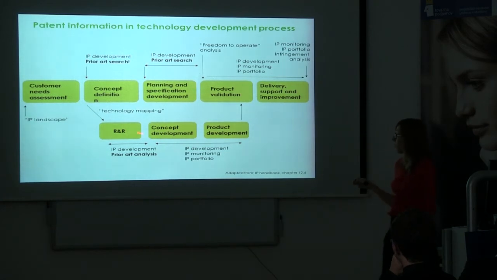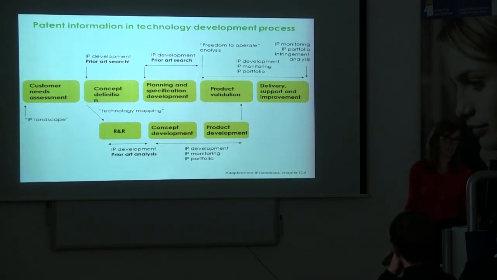Then prior art analysis is important throughout the process. Later, at the time of product development, before market, it's crucial to do a freedom to operate analysis. And then, even when the product is out, it's very important to monitor all of the IP rights connected to the product, to maintain your IP portfolio, and also to check for infringers, because if you have a patent and everyone is copying it and you're not doing anything about it, then your patent isn't really doing what it's supposed to do. You're just letting them do it, and you might as well not have it.